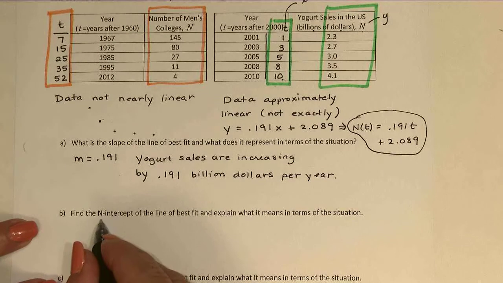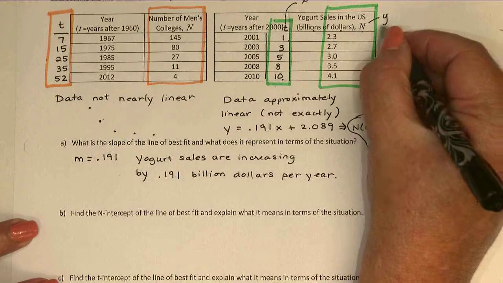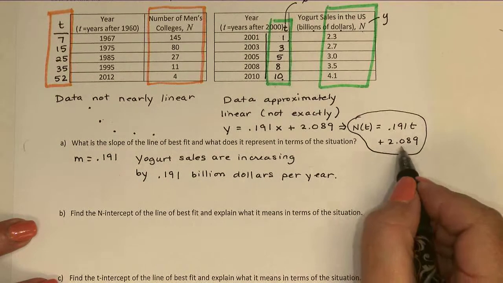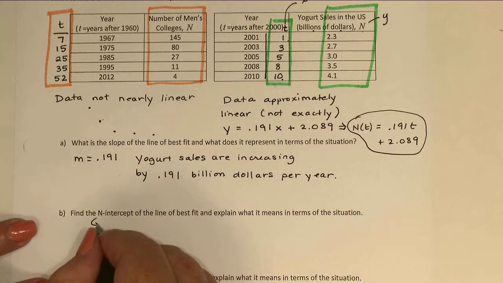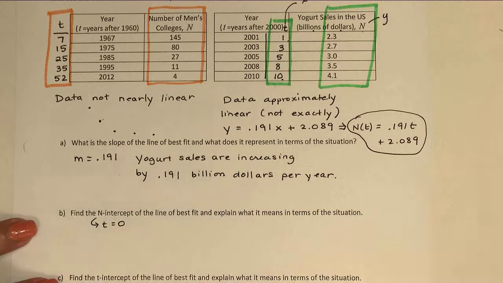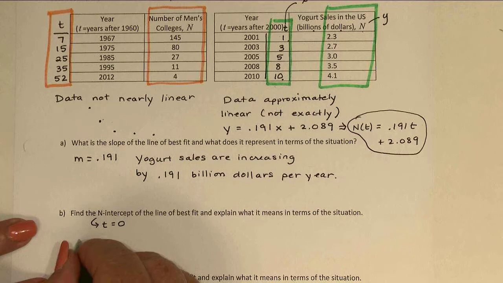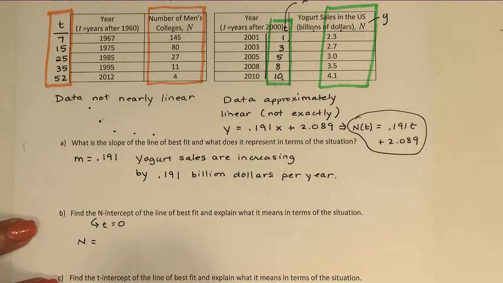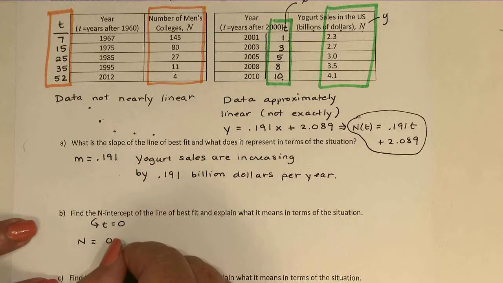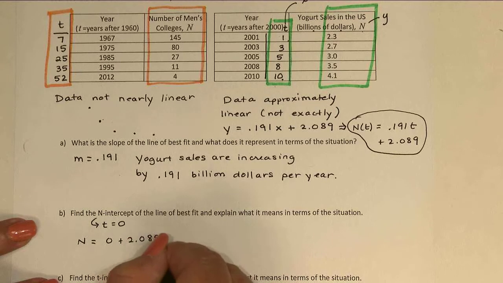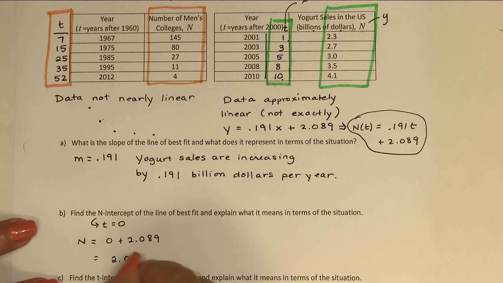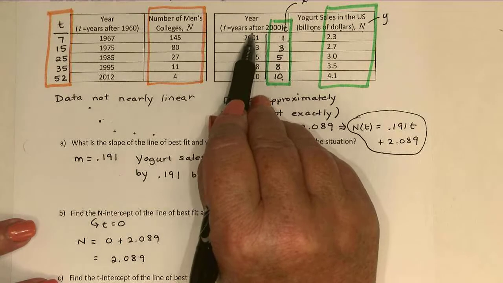I also want to find the n-intercept. N is y, so that's the y-intercept, 2.089, or you can also think of it as plug in the opposite variable, t equal to 0. And I can see that if I do that, if t is 0, I am just going to get the 2.089. This is our starting value at time 0. T equals 0 is just our starting year, the year 2000.